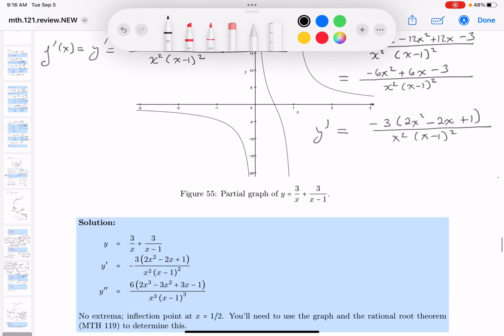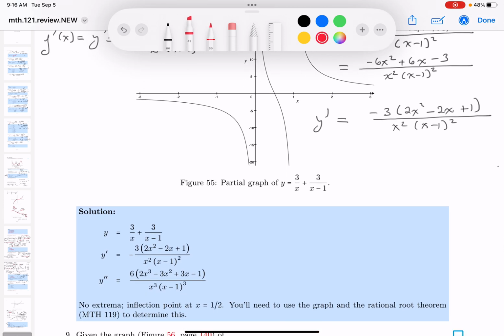I want to go back over here and look at it and see if we did that right. And this is what you want to do when you're studying. Let's see, 2x squared minus 2x plus 1. Yeah, I did okay. All right.